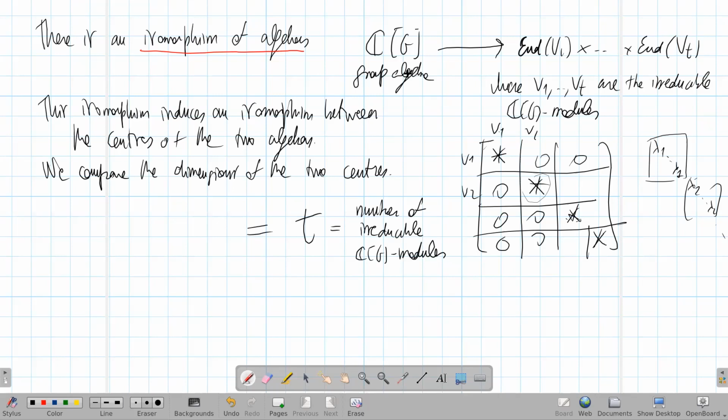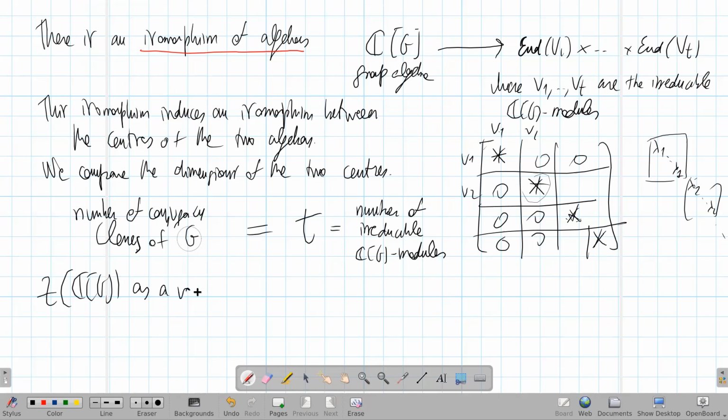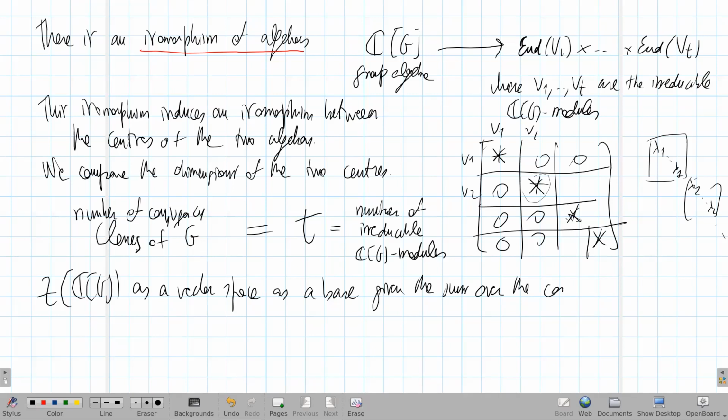And on the left, we had seen that the dimension of the center of the group algebra is the number of conjugacy classes of G. Because we had seen that the center of CG is a subalgebra, in particular a vector space, as a vector space it has a basis given by the sums over the conjugacy classes of G. Perhaps an example is in order to clarify what I mean.